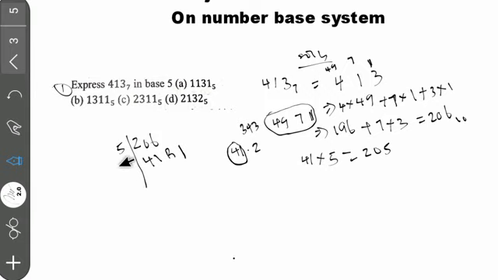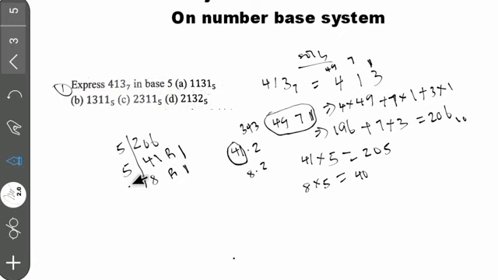Now the next one, you still have to divide by 5 until you get 0. So 41 divided by 5, if you calculate, gives us 8.2. You write the whole number, 8. To get the remainder, multiply 8 by the base 5, that gives us 40. If you subtract 40 from 41, you have 1, so the remainder is 1.